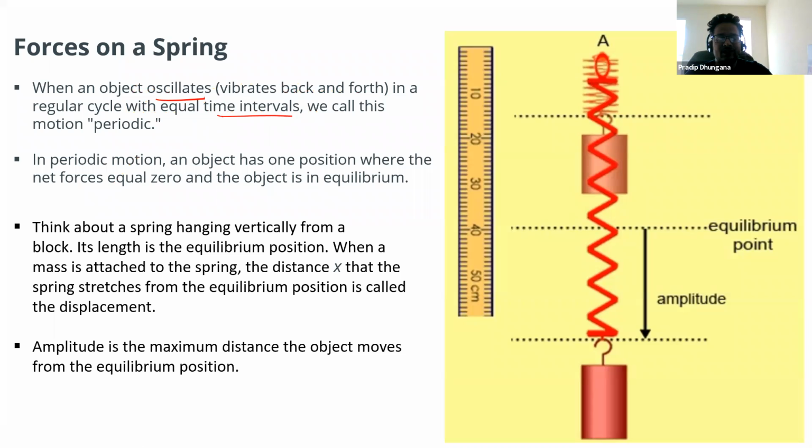And in periodic motion, an object has one position where the net force is equal to 0. You can see here, net force equals 0. That position is called the equilibrium position. Equilibrium. So think about these words: first periodic, second equilibrium.